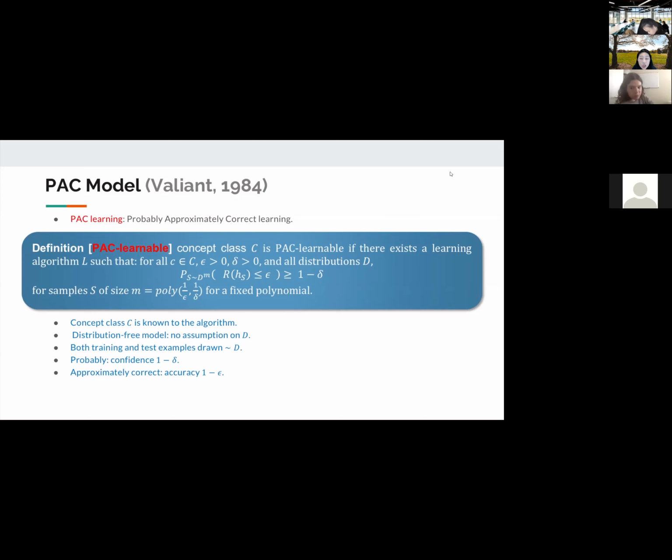So PAC learning is not necessarily... it's defined for supervised learning. That's true, but it could also be extended to unsupervised learning, though it would require some more thinking in terms of how you define a target concept. For unsupervised learning, oftentimes it's really just a density estimation problem, but how you frame it as a target concept is a tricky thing.